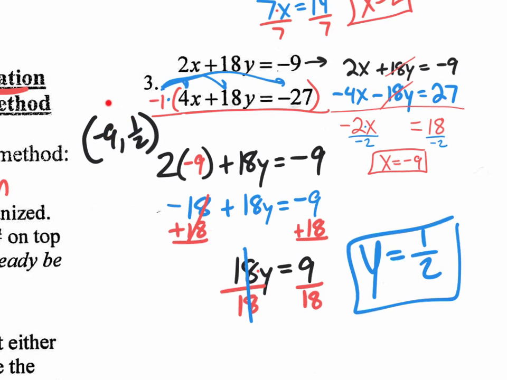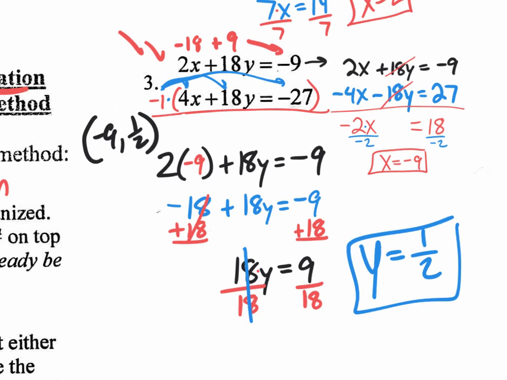If you plug in a -9 for x, 2 times -9 is -18. Let me just jot down -18 so I keep track of our values here. And then if I plug in 1/2 right here for the y, 18 times half, that's really a positive 9. Half of 18 is positive 9. So -18 plus 9, that really does give you a -9. So you've double checked the top one.